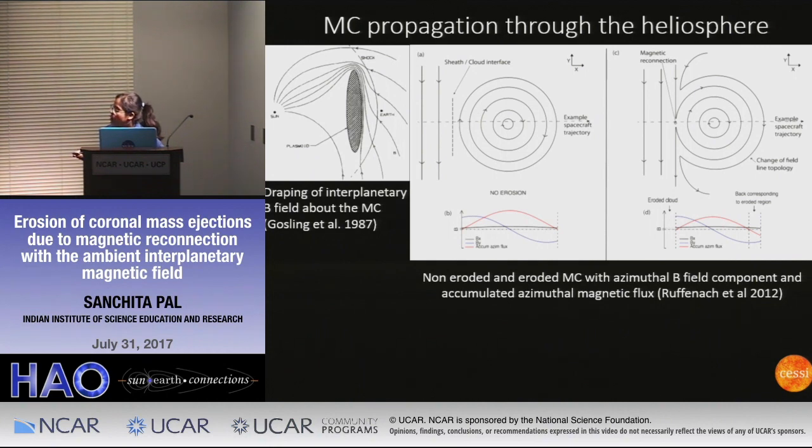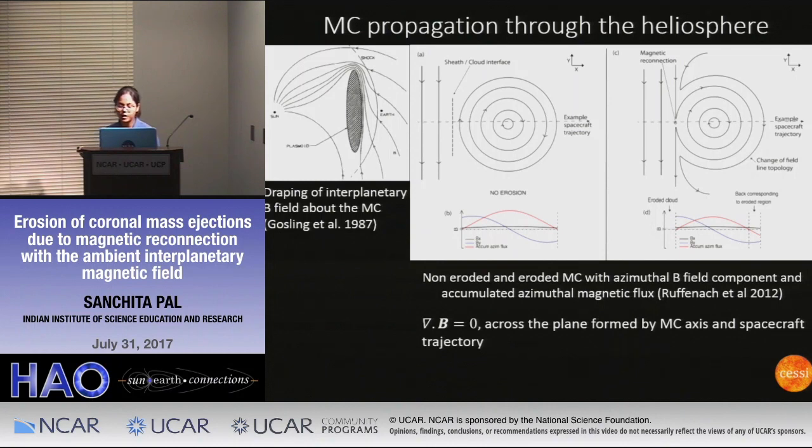Like this blue line is the azimuthal field variation, and this red line is the accumulated flux. The accumulated flux is the flux calculated in the plane formed by the magnetic cloud axis, which is coming out from the plane of the surface, and the plane of the spacecraft trajectory. In that plane we will consider that the gradient of B will be equal to 0.